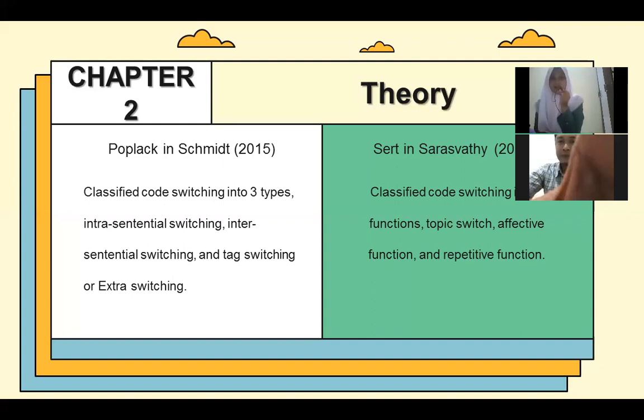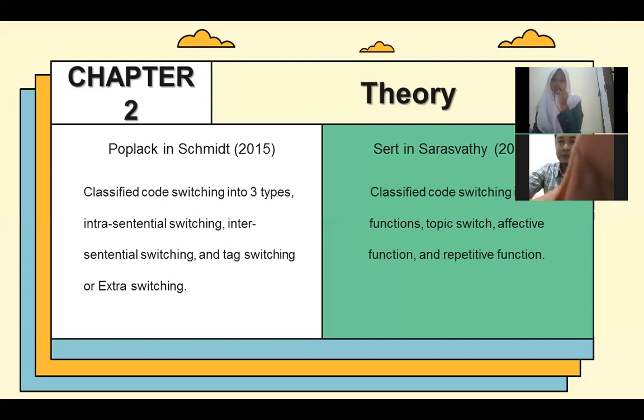For example, the sentence like you look at the example, jelas ya, like that. And the second theory I used was proposed by Sir in Saraswati 2014. The theory of Sir is used to identify the background of reason or causes the teacher used code switching during online learning, namely topic switch, affective function, and repetitive function.